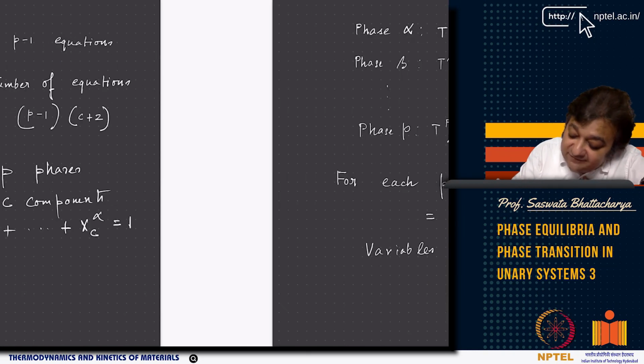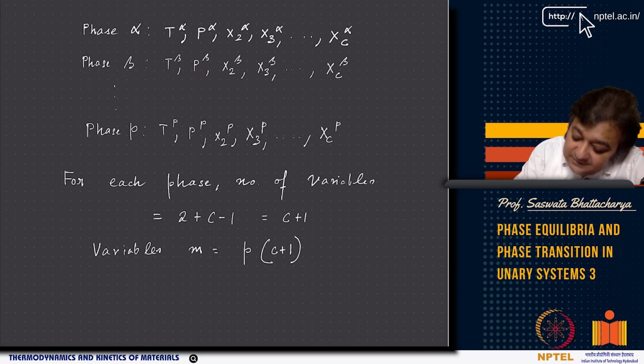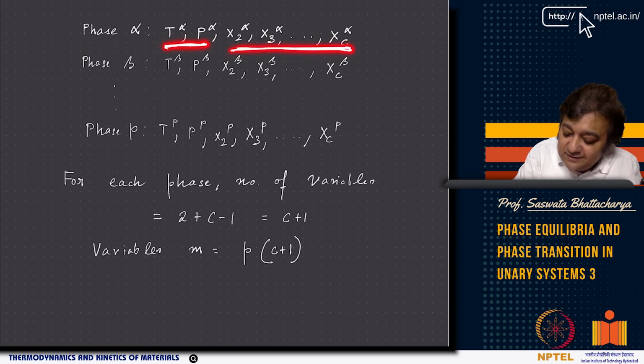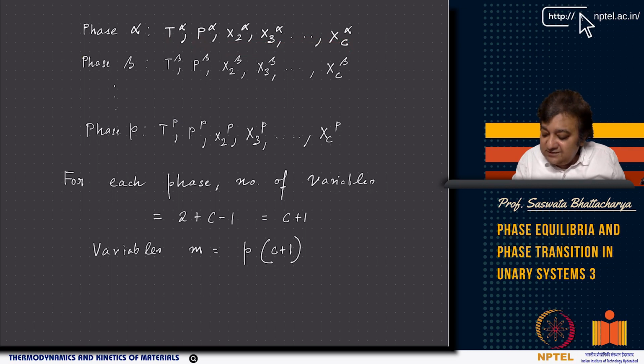So if I write it for phase alpha, the variables are T alpha, P alpha, x2 alpha, x3 alpha up to xc alpha. For phase beta, T beta, P beta, x2 beta, x3 beta, xc beta. I haven't included x1 because I have taken 1 as the dependent component. For phase P also you have T^P, P^P, x2^P, x3^P up to xc^P. So for each phase there are 2 variables here, and if x1 were included the composition would give C variables, but x1 is dependent, so I take only the C minus 1 independent ones. So you have 2 plus C minus 1, which is C plus 1 variables for each phase, and for P phases we will have P into C plus 1 variables.